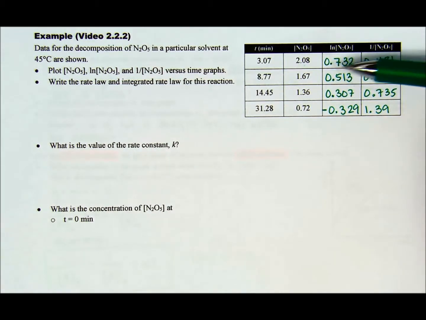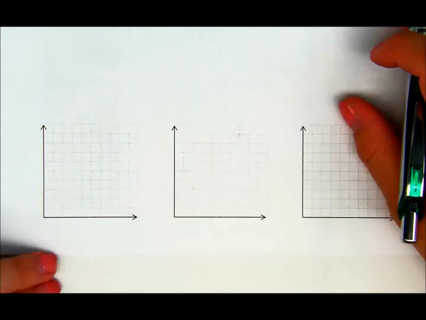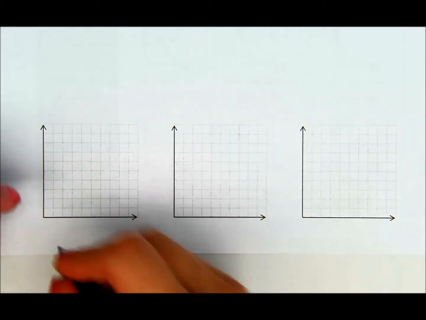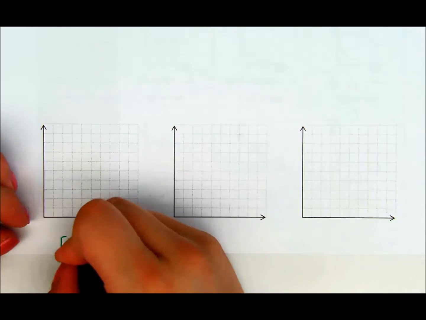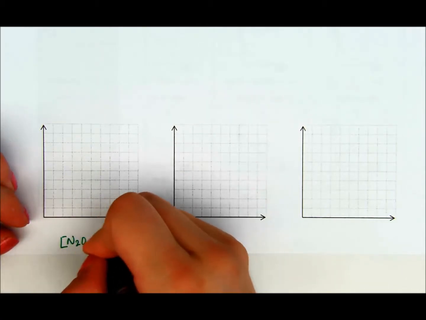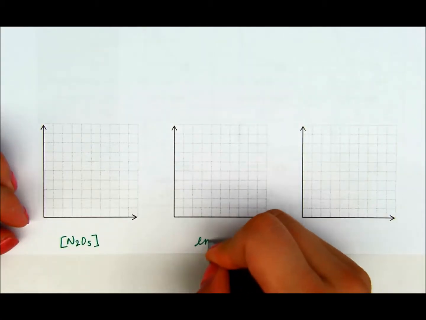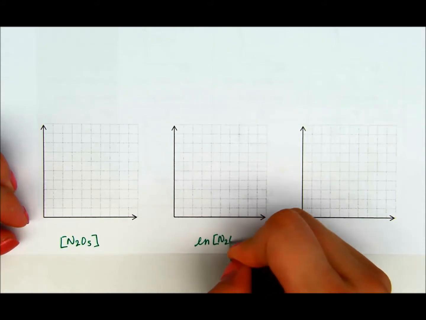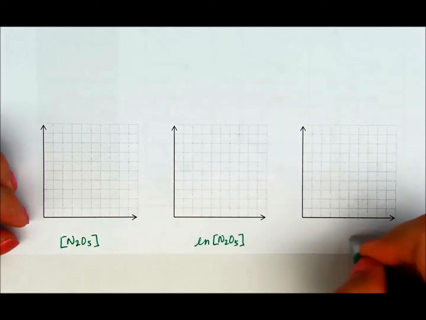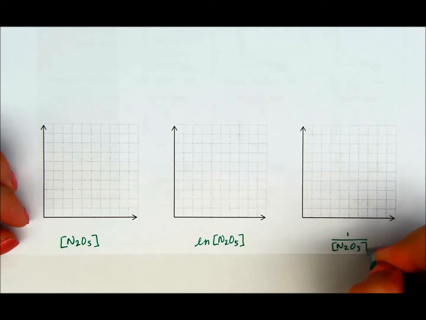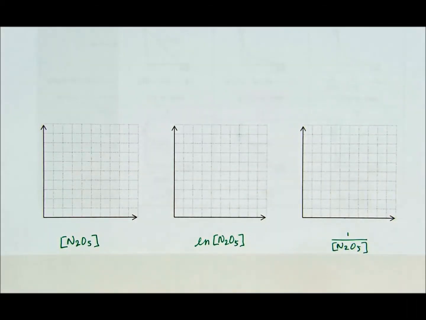So you're going to use your time versus whatever one for your graph. This is just to see which of these graphs is going to come out with a straight line. If you go to the very bottom of the page, there are 3 graphs for you here. I would like for you to label this one just the pure concentration of N2O5. Here's your natural logarithm of N2O5. And here's your 1 over concentration of N2O5. So go ahead and plot your data right there, and then come back and check.